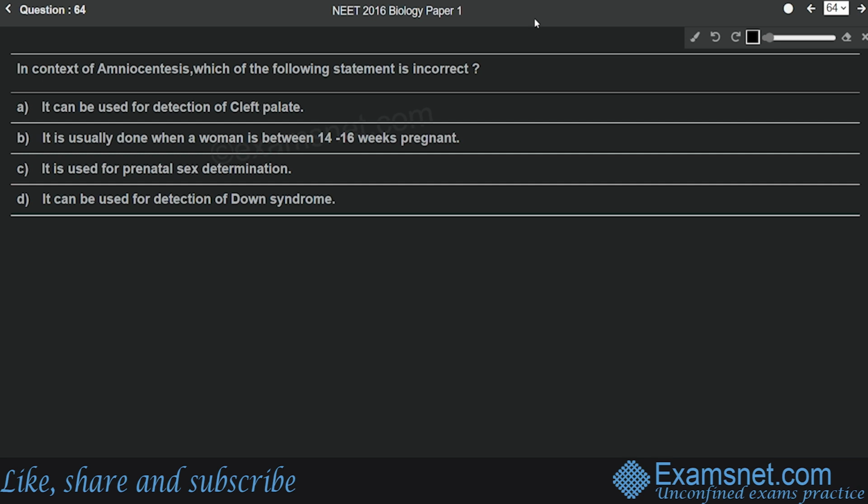Question number 64 is from the chapter Reproductive Health, and the question is, in context of amniocentesis, which of the following statements is incorrect? So what is amniocentesis? It is a medical procedure which is used to observe the chromosomal pattern of the developing embryo, right? So we know that the developing embryo is known as fetus, and the fetus is surrounded by a fluid that is known as amniotic fluid, right? So if this is the fetus, then amniotic fluid will be surrounding this fetus.